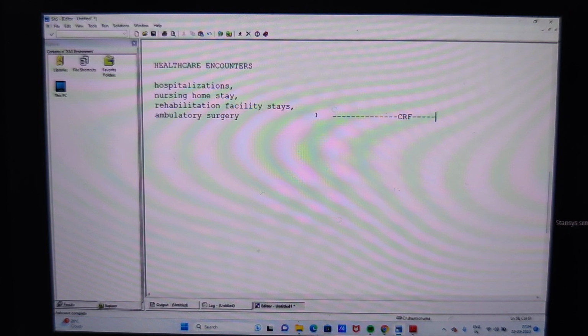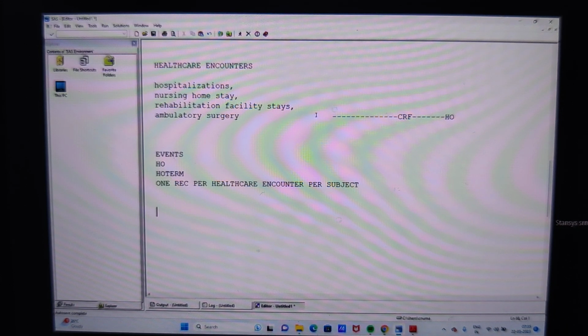Whatever information we pack in the CRF sheet, now we are going to put into a domain called HO. Now, you know that the domain comes under the events class. The domain name is HO. HO means healthcare encounters. And the topic value is going to be HO count. And the structure is going to be one record per healthcare encounter per subject.